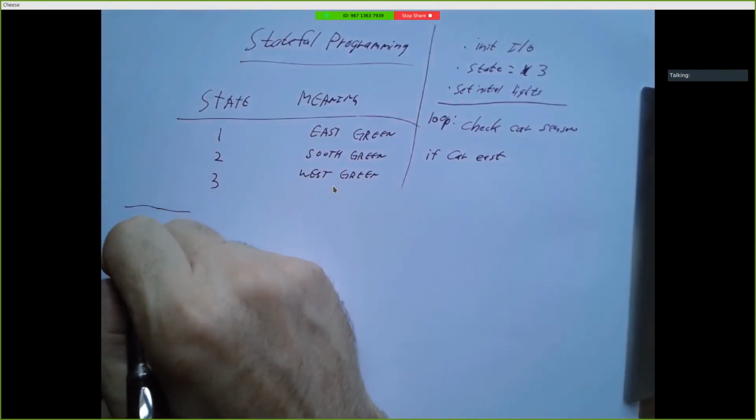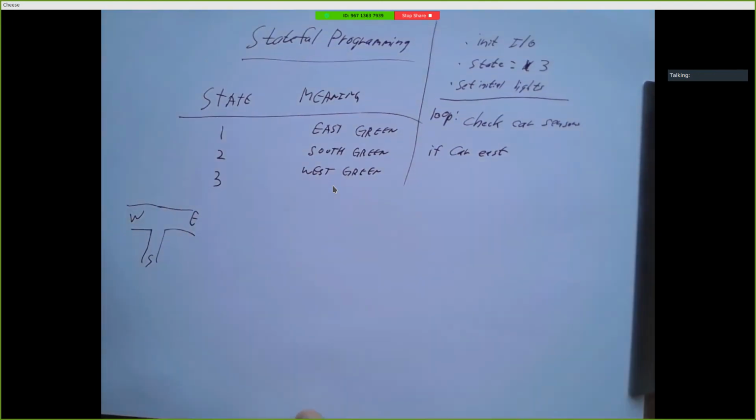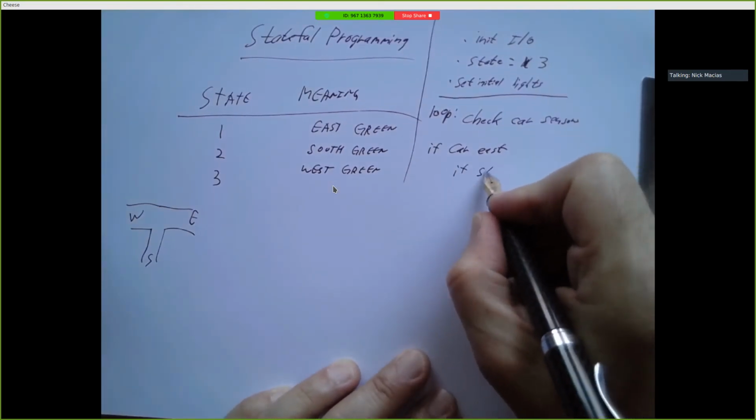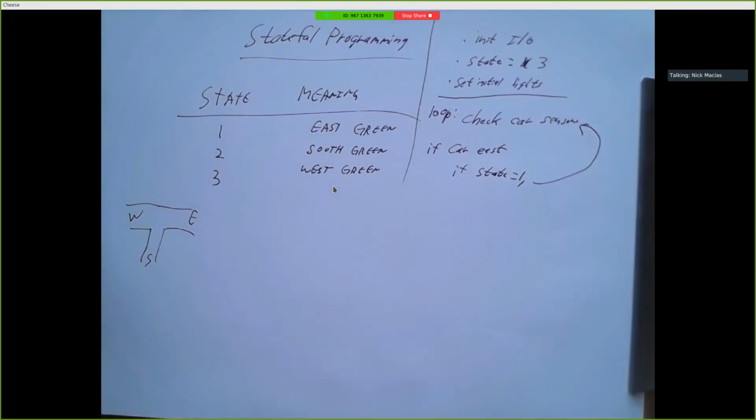So we've got west, south, east. So if there is a car to the east, what I do depends on what state I'm in. So if state equals 1, I'm just going to go back up to my loop. I don't have to do anything. My east light is already green. I have a car to the east, which means east has priority. East should be green, and it is green. I don't have any work to do. I'm just going to go back up to the top.